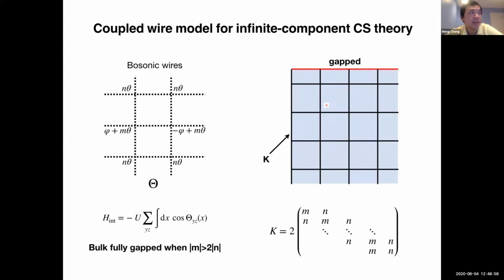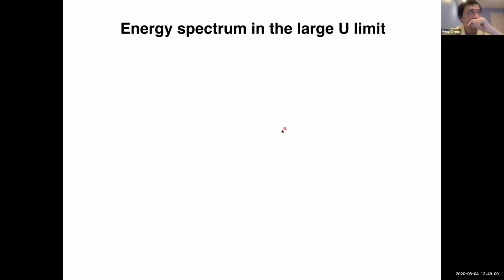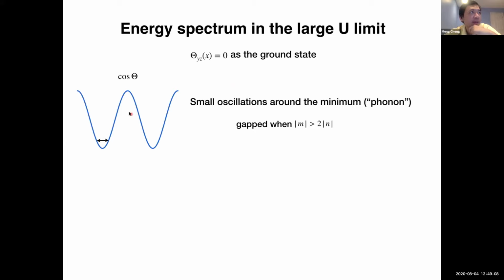That's quite natural from the picture that I described earlier. Now the excitations in these coupled wire models come in 2 types. The ground state has all these fields pinned to 0, but you can have these fields oscillate around the minimum defined by these cosine terms. These are small oscillations around the minimum. These are just phonon excitations, like the phonon excitations in a lattice. And these are gapped when this condition is satisfied in this model.